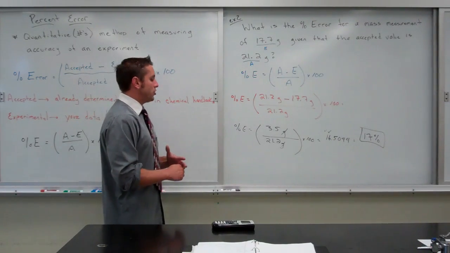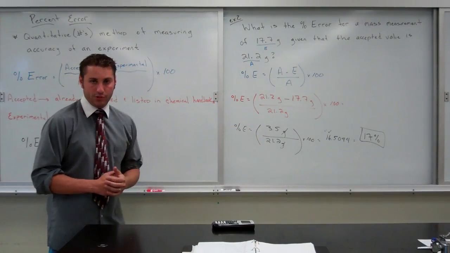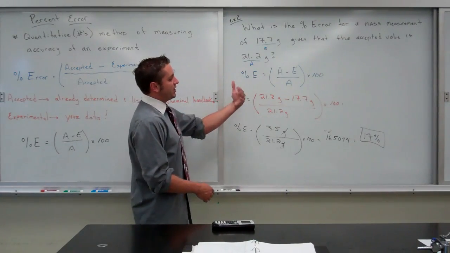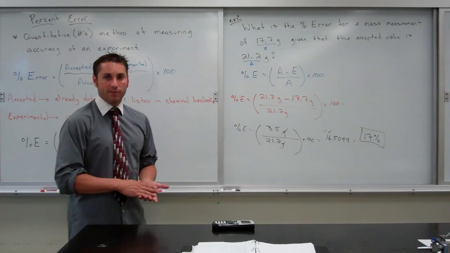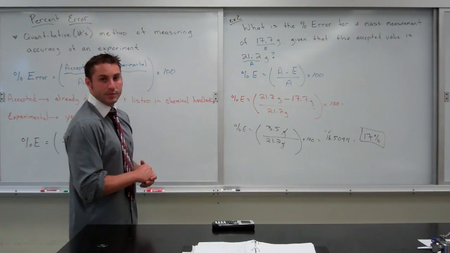The biggest thing I want you to understand is that it's just important that you understand how to get your percent error. And what you'll find is the longer we are in lab, you will start to see those numbers decrease and decrease and decrease as you get more comfortable working with the different chemical equipment and different types of experiments that we'll do.